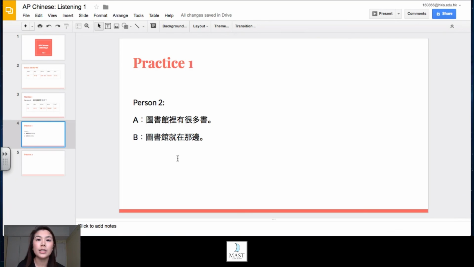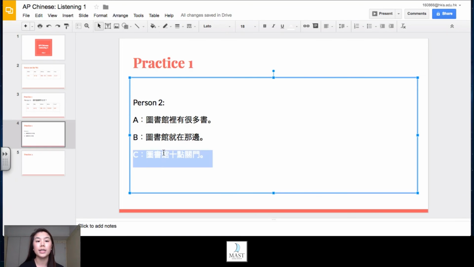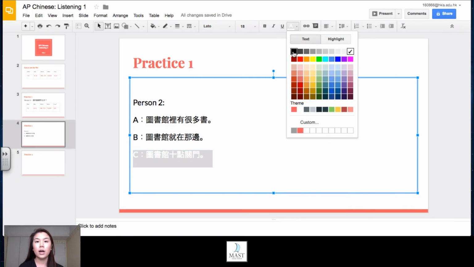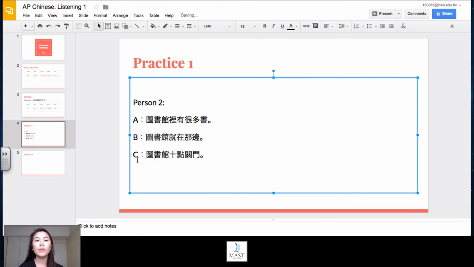You still have to listen to the other options, because a lot of times there are two possible answers, but one is just more suitable. So be patient and look for the questions. Option C says, 图书馆10点关门. And once you hear this, there should be a keyword for this option. It says 10 o'clock. So when it's mentioning a time, it's answering a when question. So you cross that out.